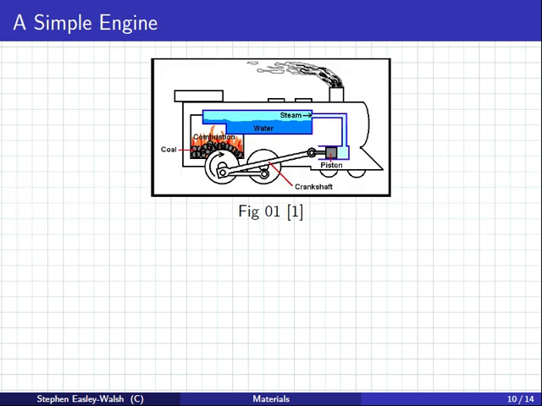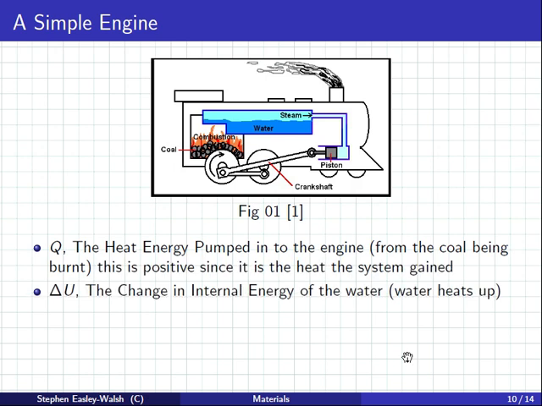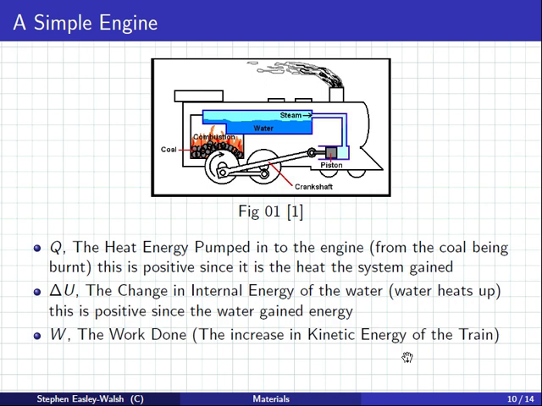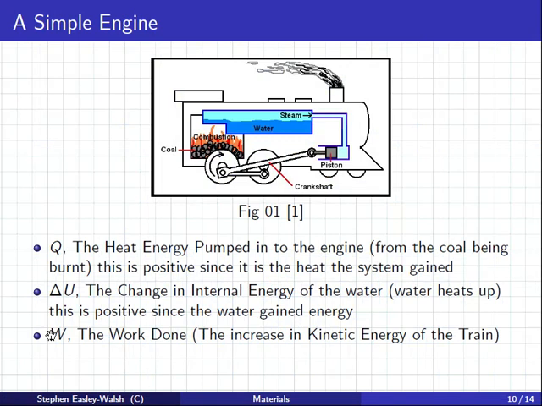So here's the example again with the engine. Q is the heat pumped into the engine from burning the coal. Delta U is the change in internal energy of the water. Now, it's not just the water, really. It's the whole engine. And W is the work done. So if we were to try and make a formula here, the Q is the heat from the coal, and this causes two things to happen. What does it cause to happen? It causes the water and the engine to get hotter, obviously, and it causes the train to move. So the formula, you could say, is Q equals delta U plus W, which I mentioned here as well. This is just a form of what rule?